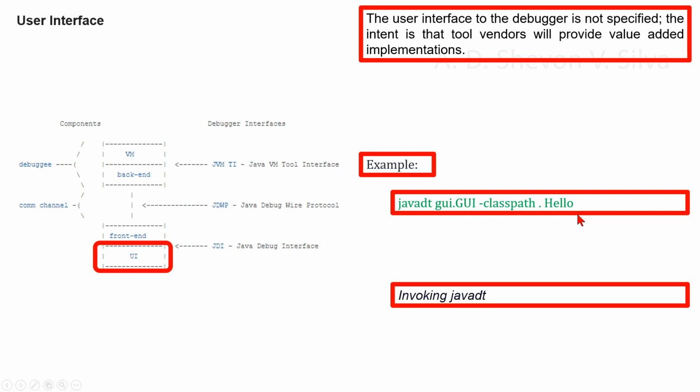Here you can invoke the Java DT debugger as follows. Note this dash class path option controls the class path for the hello application. Once the window appears, you can issue the run command to begin execution immediately.